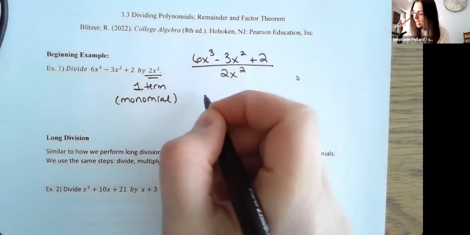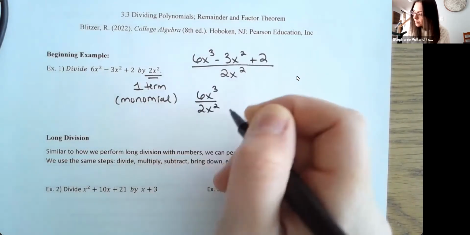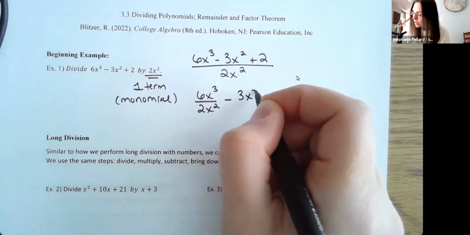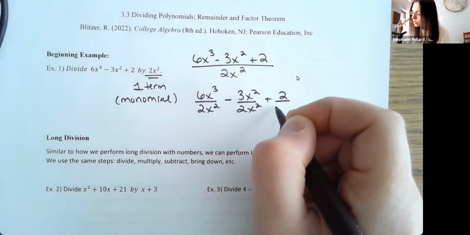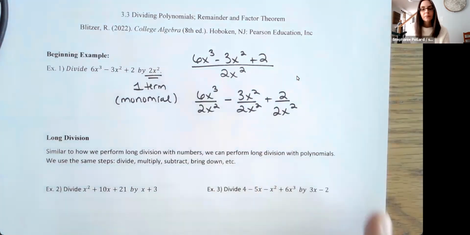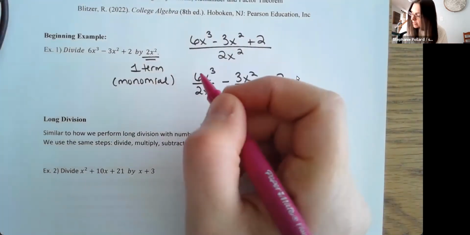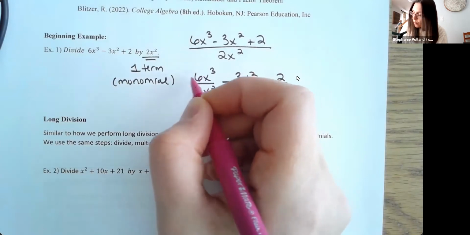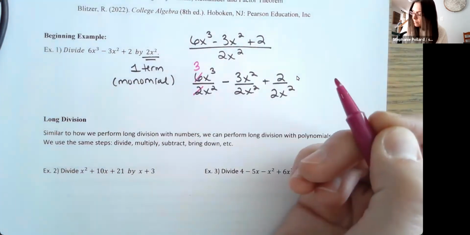So this is the same as having 6x cubed over 2x squared minus 3x squared over 2x squared plus 2 over 2x squared. And then what we're going to do is just simplify each fraction individually. So for the first one, 6 over 2, we can actually divide those both by 2, right? The 2 would cancel out, and then we'd have a 3 left here.